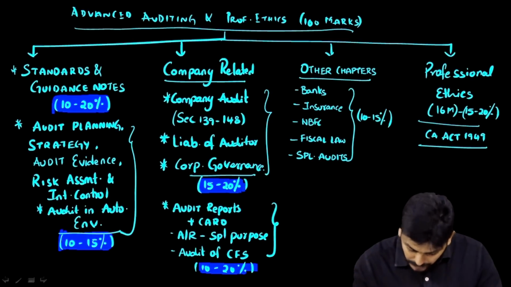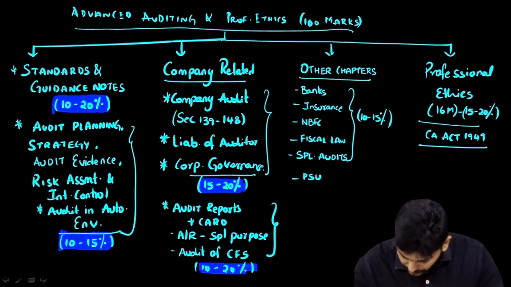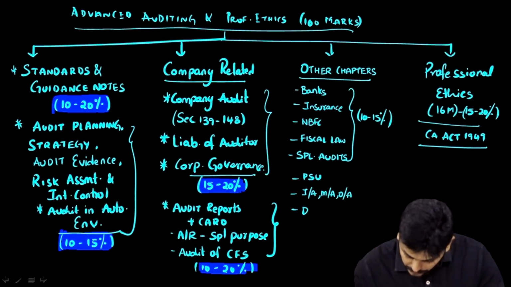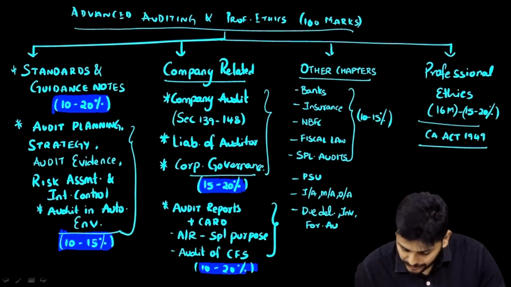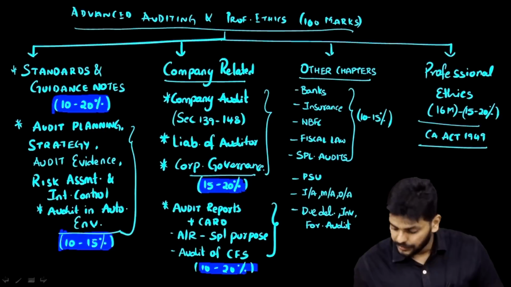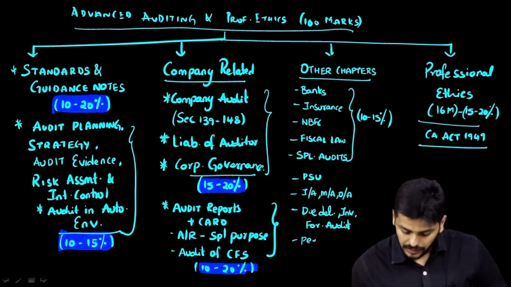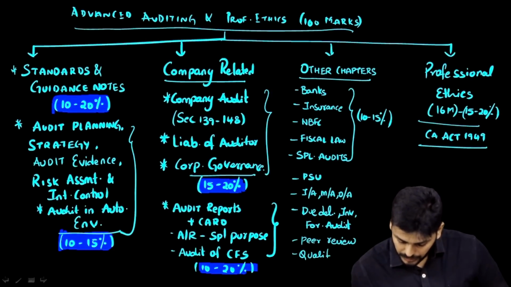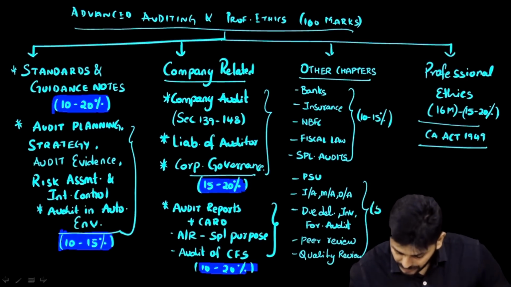And the other piece of this, you have audits of public sector undertakings, internal audit, management audit, and operational audit. That is also an important chapter. Then talk about due diligence, investigation, and forensic audit. Now forensic audit is an addition to the new syllabus. It was not there in the old syllabus, so that's a new piece you can look out for. And then of course peer review and quality review. So this last piece, quality review again, is catering to another, let's say, 5 to 15% according to the institute's marking.